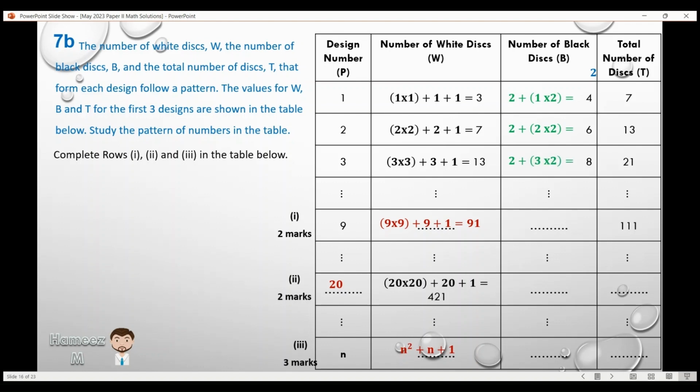And what is changing as we're coming down vertically? The 2 remains the same, the plus remains the same, the multiply remains the same, the second 2 remains the same. What is changing is 1, 2, 3. And it's exactly the same as the first column.